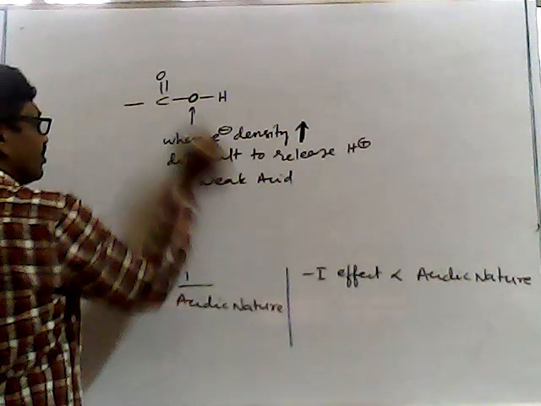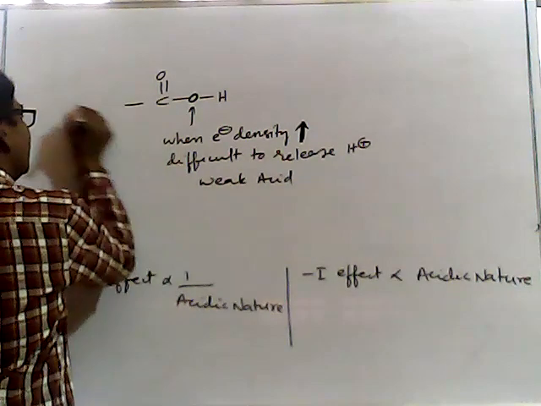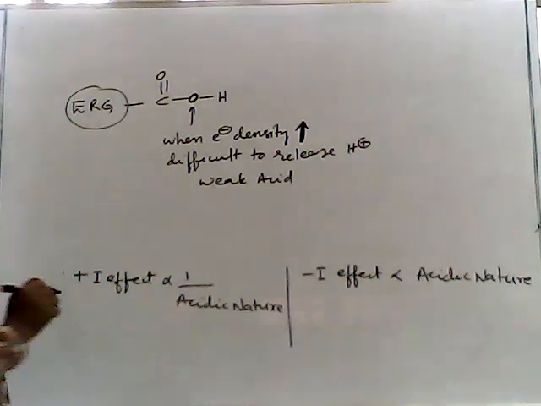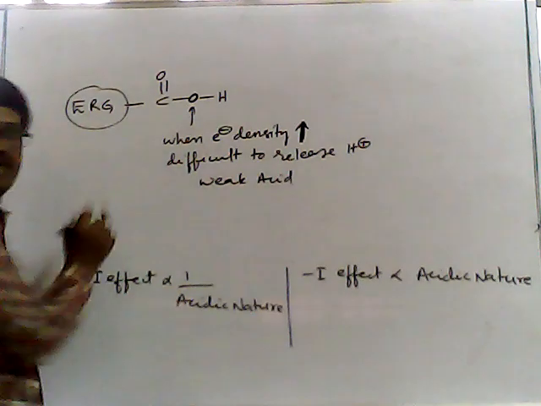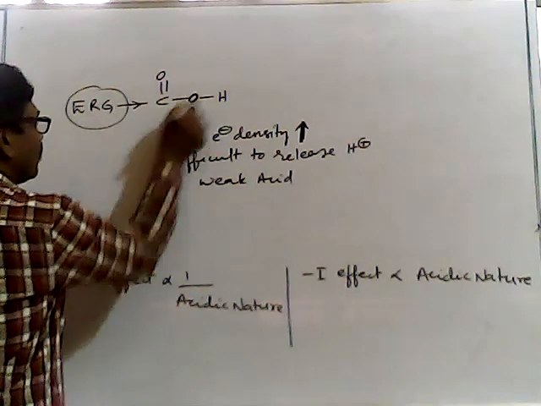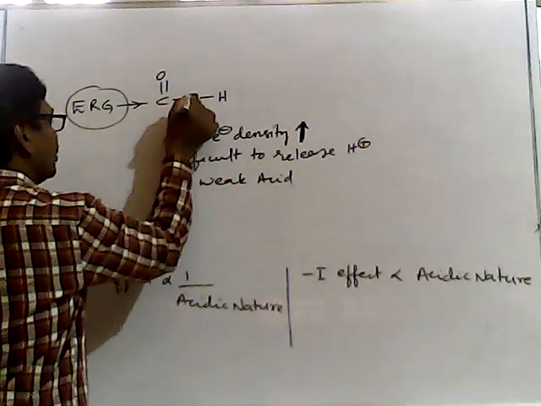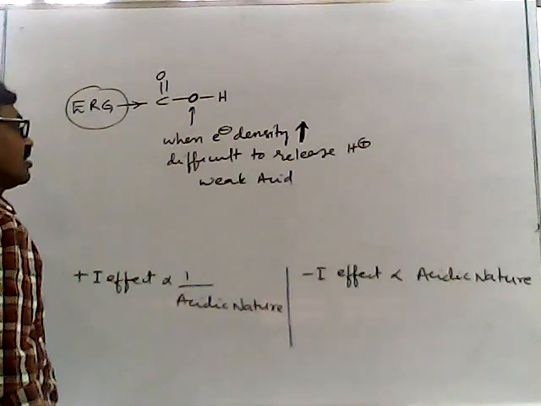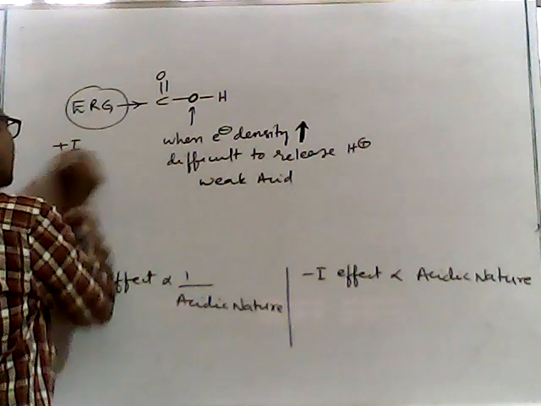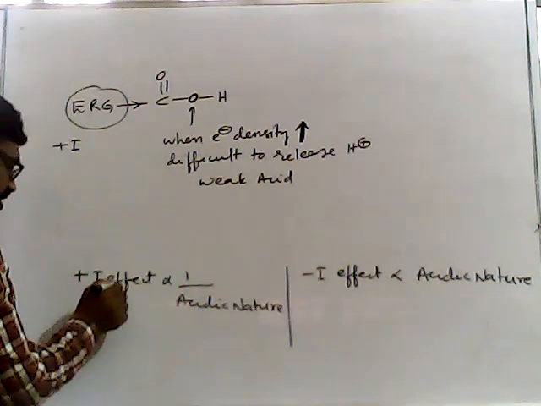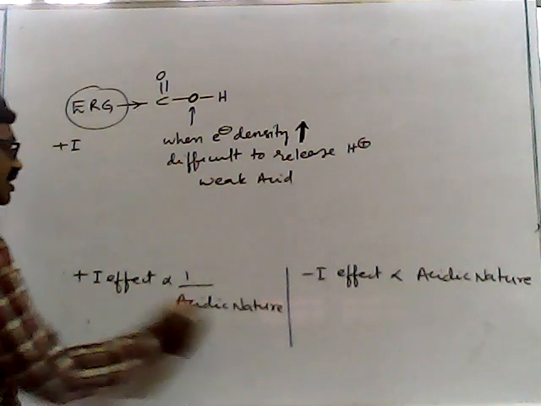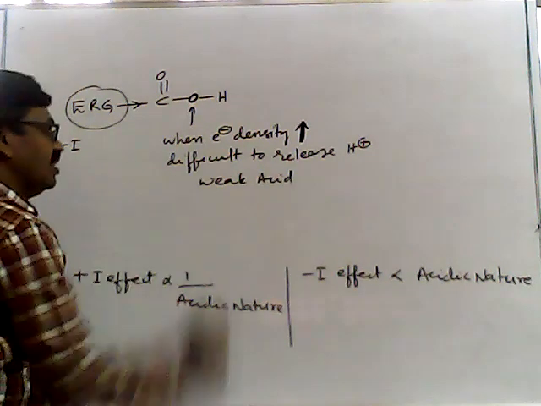When electron density increases on oxygen, when electron releasing groups, ERGs, are present on the carboxylic acid framework, then these electrons are shifted towards the carboxylic acid framework. Through this, oxygen gets more electron density. So ERG is nothing but plus I. So the plus I effect is more. When plus I effect is more, then acidic nature will be less.